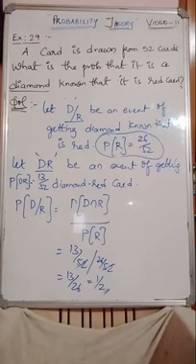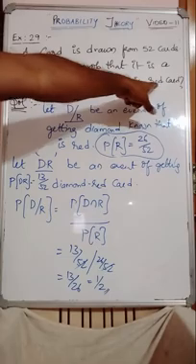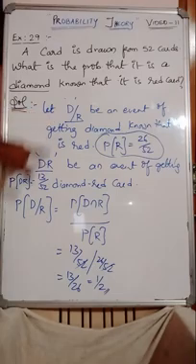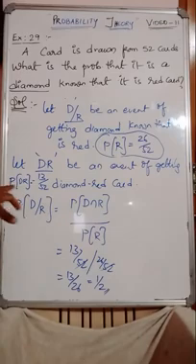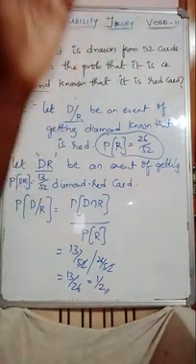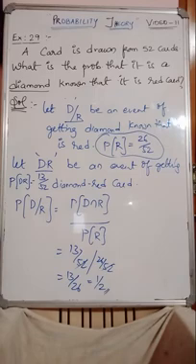So neatly you have to write the events there. What is to be calculated first? First, let R be an event of getting a red card. So probability of getting red will be 26 by 52. Next, D and R together, the combination, be an event of getting a diamond red card. I mean the diamond and red combination cards will be 13. So diamonds are 13, right, out of 52 cards. So 13 by 52 is the probability of getting diamond and red.